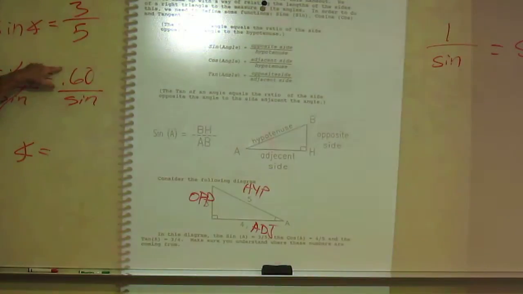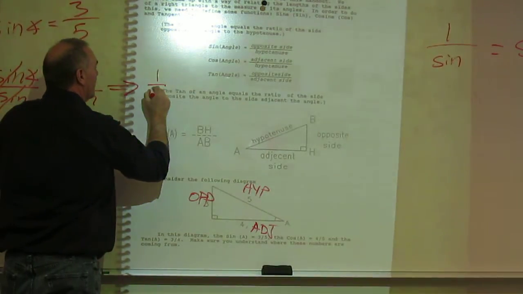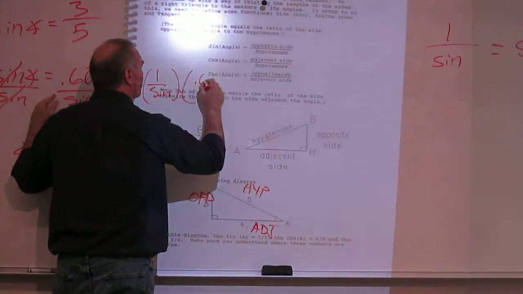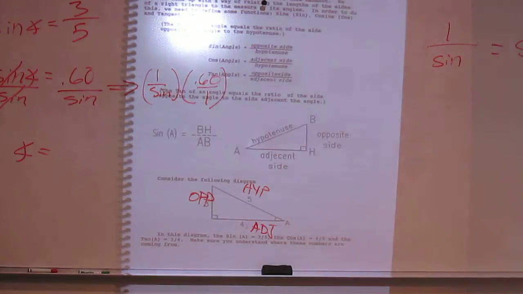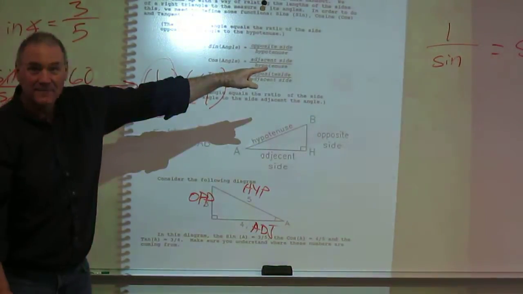Over on this side, can I rewrite this as 1 over sine times 0.60 over 1? Isn't that the same thing? Yeah, it is, mathematically. Okay. Does this look familiar? Right over there?